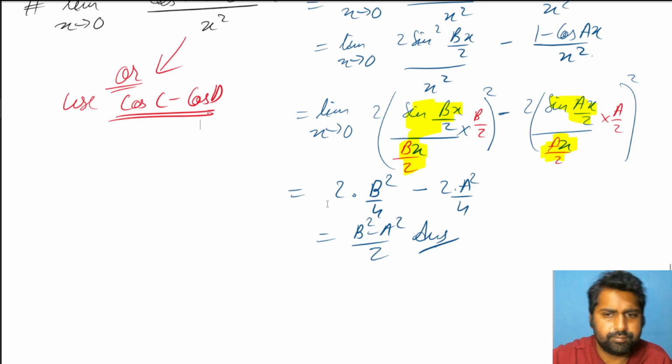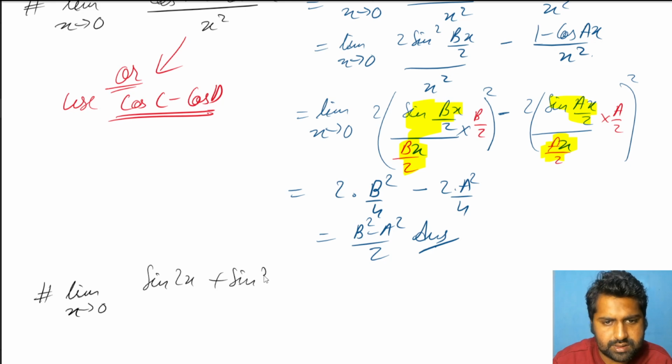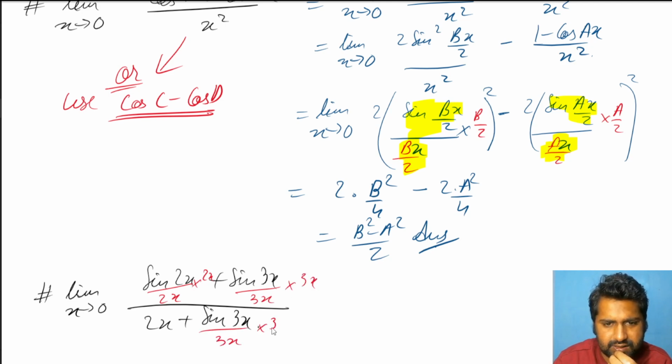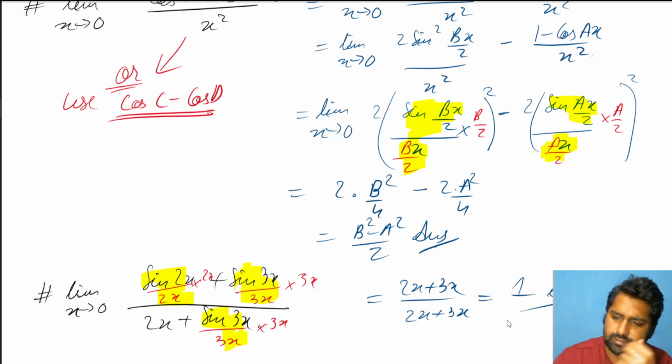Let's see the next one. Limit x tends to 0, sine 2x plus sine 3x upon 2x plus sine 3x. For this question, first of all, x is not there with sine 2x, so let's adjust 2x. 3x is not there, so adjust it 3x, here also 3x. Limit becomes 1, limit becomes 1. So 1, 1, 1. In the numerator, it'll look like 2x plus 3x. Denominator will also look like 2x plus 3x. Both are same, so basically 1.